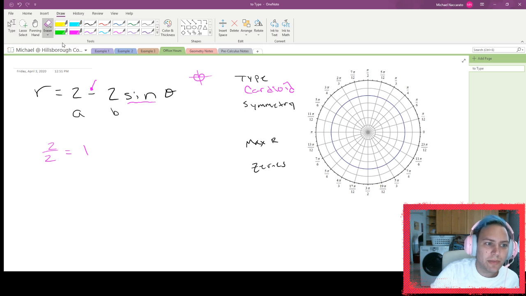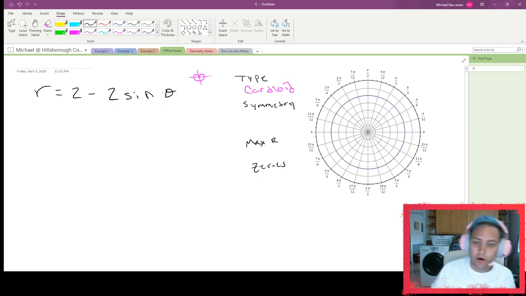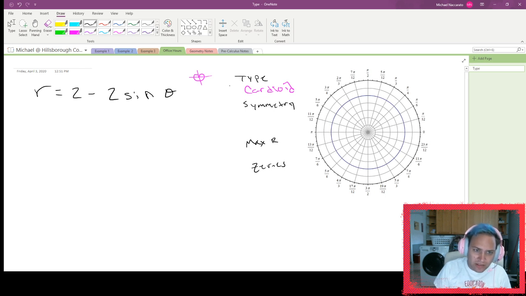Now I can start thinking about some of the things that I'm going to need to actually solve this problem, like its symmetry, its zeros, and its max R values. Specifically with the cardioid, I know that for my R values there should only be one maximum R value. I shouldn't have multiple maximum R values because it's like a circle, but a weird circle. It's a circle that gets close in one spot and is big in another spot. So this is probably going to be my max R value right about here.